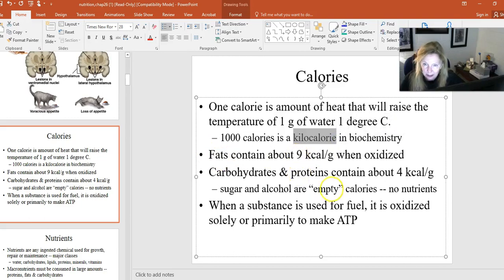What I do think is important to know is that fats have about 9 kilocalories, so 9,000 calories per gram when oxidized, where carbohydrates and proteins both have less than half of that. So when we think about what percentage of fats you should take in versus how much protein and carbs, that's something to be considered. Fats already have more than twice the amount of kilocalories that carbs and proteins do.